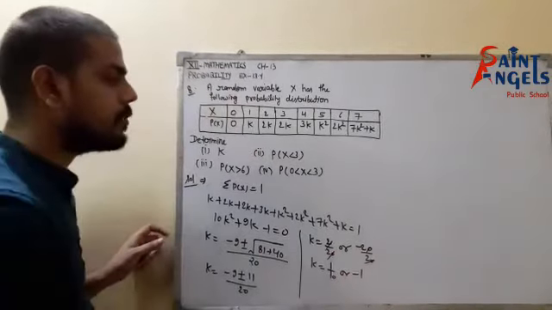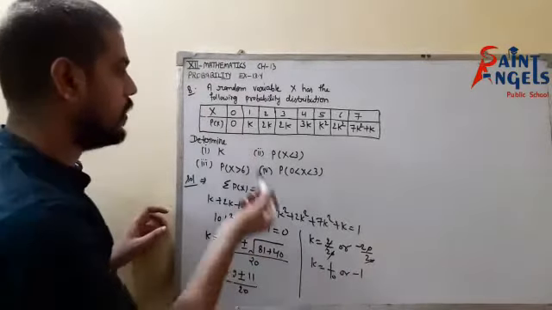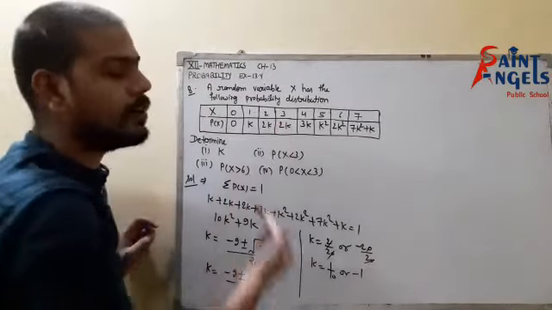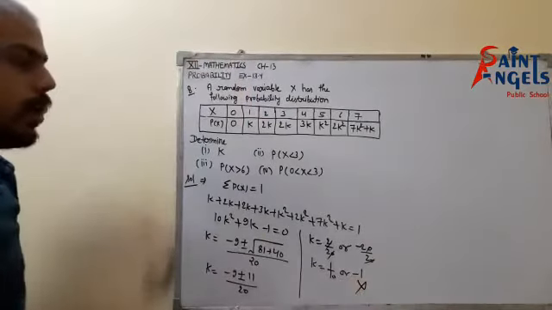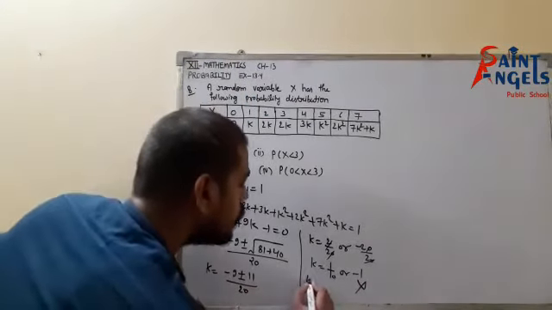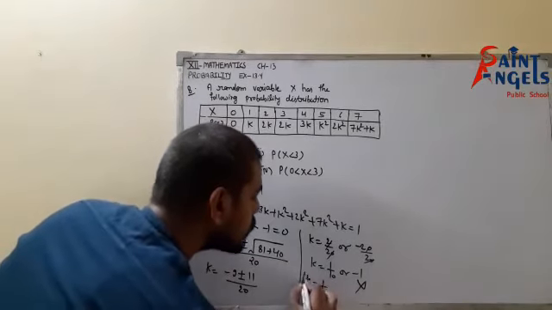But we all know that probability can never be negative. Here k is the probability of a random variable value, so it can never be negative and minus 1 is ruled out. So we have k equals 1 by 10. This is our first answer.